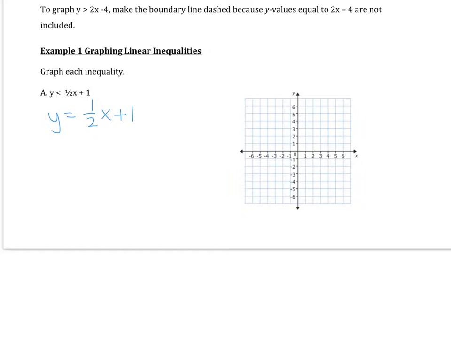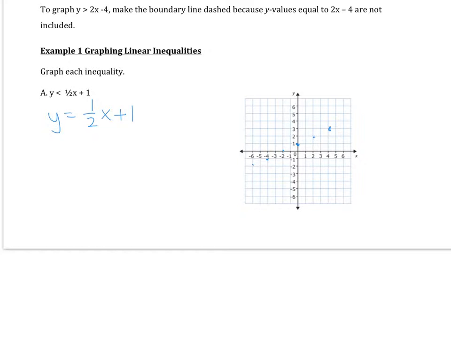Okay, so how do I graph that? I graph the y-intercept of 1. Rise over run is 1 over 2. Up 1, to the right 2, since it's positive. Up 1, to the right 2. Oops, hit it a little too hard. Come down 1, to the left 2.